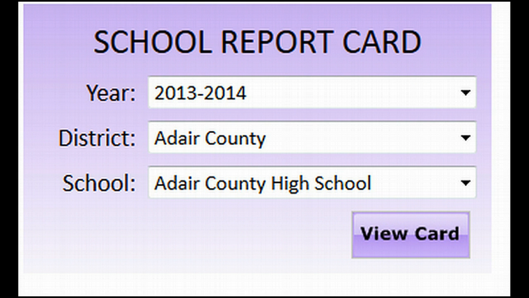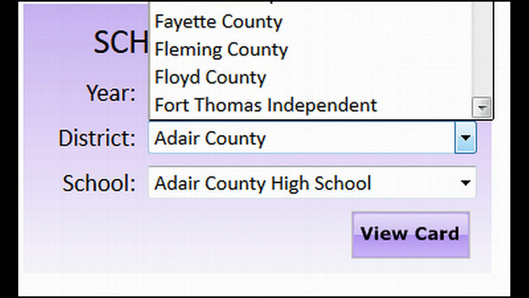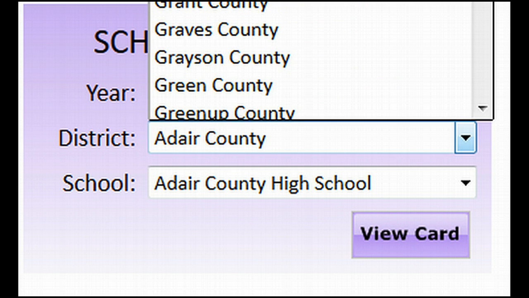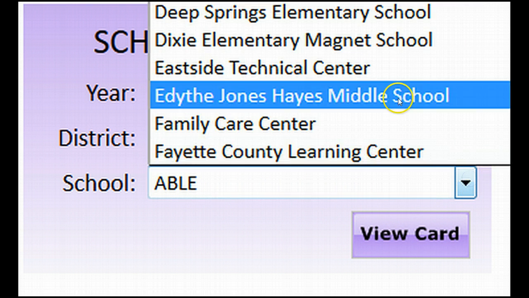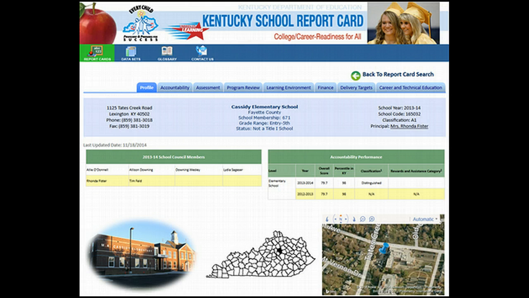And for our purposes, let's take a look at my old school. And I was in Fayette County. And the name of the school is Cassidy Elementary. And we'll take a look at Cassidy's card. And here is Cassidy's card.